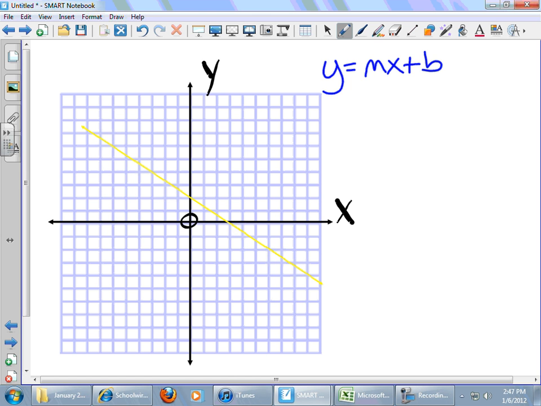Well, I'm going to go to the y-axis. I'm going to find out where the line crosses the y-axis. It crosses at the point 0, 2. So therefore, b equals 2.